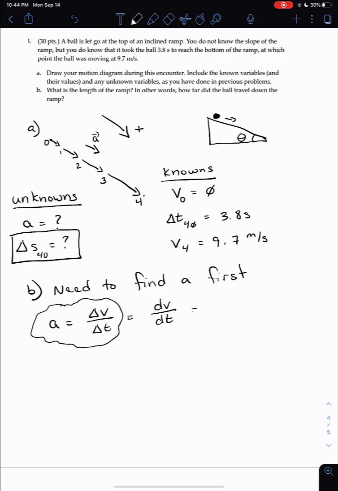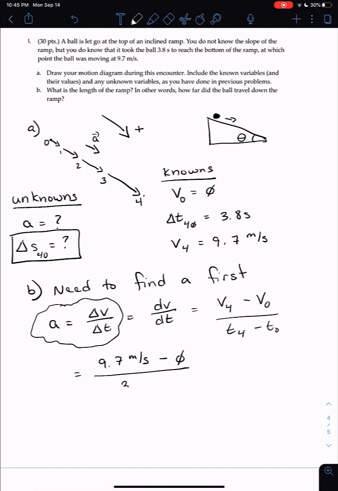What this is telling me is that if I take the velocity at position 4 minus the velocity at position 0, divided by the time at position 4 minus the time at position 0, then I can figure out what the acceleration is. And luckily, I already have that information. My velocity at position 4 is 9.7 meters per second. My velocity at position 0 was just 0. And the time between position 4 and position 0 is just my elapsed time, so that's the 3.8 seconds. That means my acceleration here is going to be 2.55 meters per second squared.